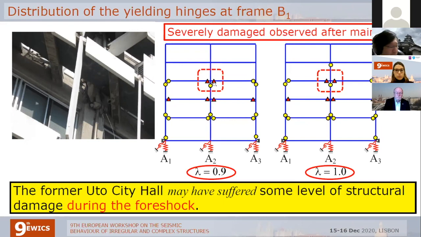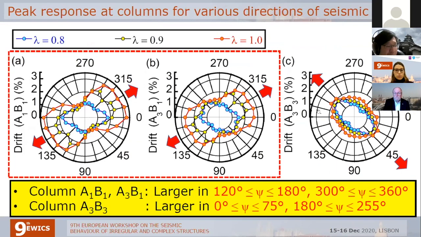Then, I would like to discuss the effect of directivity of the seismic input on the peak local response. What I'm showing you is the peak response of the three columns. As you see, the peak responses of columns A1B1 and A3B1 are largest in this direction, while in contrast, the peak response of column A3B3 is larger in a different direction.